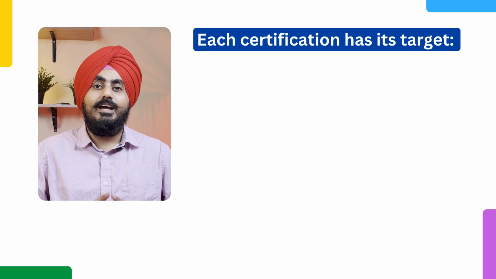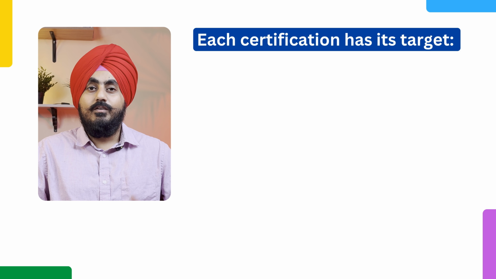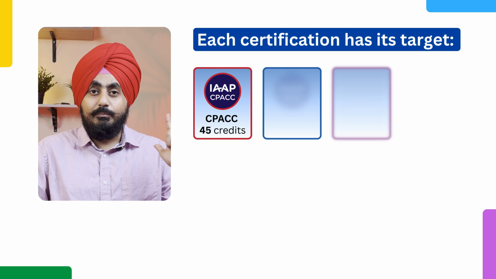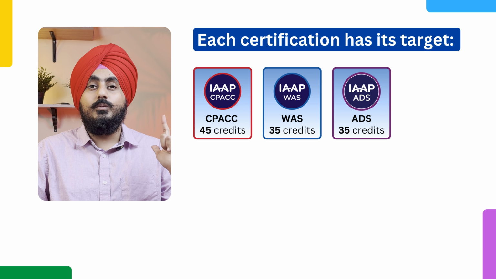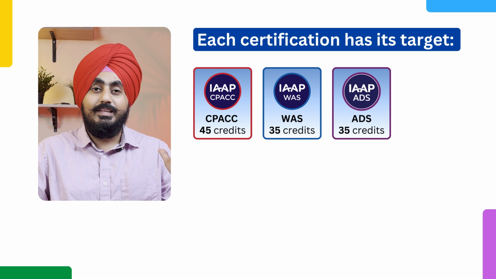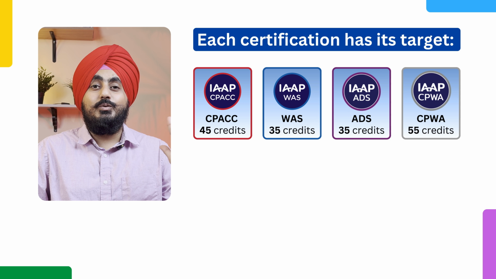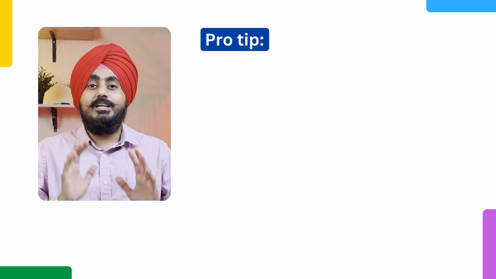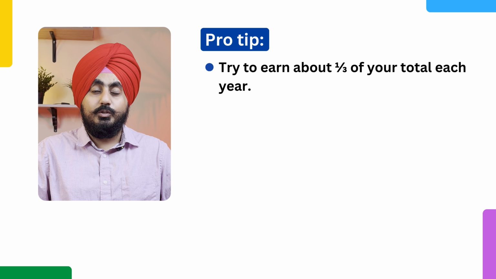But how many points do you need? Each certification has its own target. For CPACC, you require 45 credits. WAS or ADS requires 35 credits. CPWA requires 55 credits. Pro tip, try to earn about 1/3 of your total each year. So for CPACC, that's roughly 15 CAECs annually.